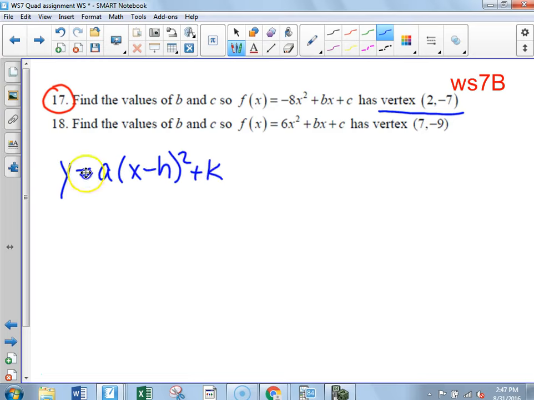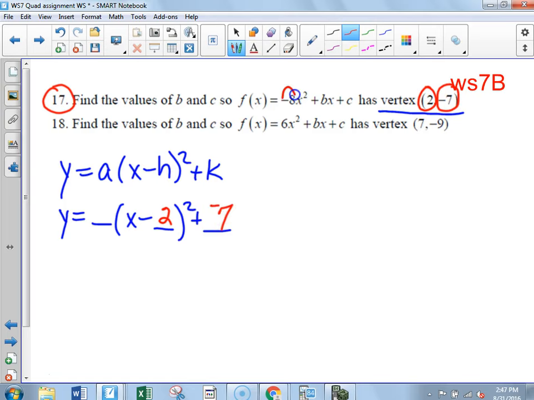What do I know? What can I put in here? Okay, we do have an H of 2. We have a K of -7. And we know A is -8, right? We're done, except they want it in this form so that we can figure out what B and C had to be. So I did a whole bunch of algebra, because, you know, I'm a nerd.